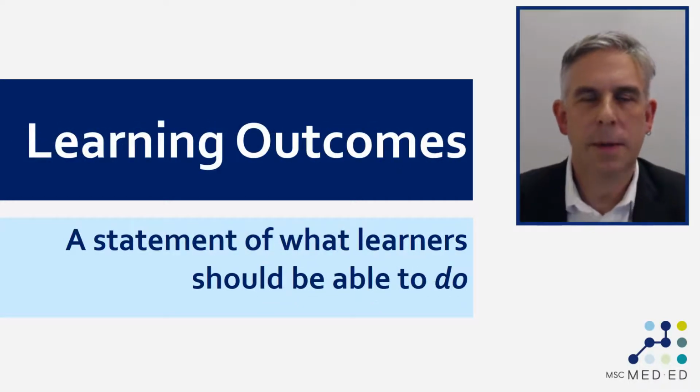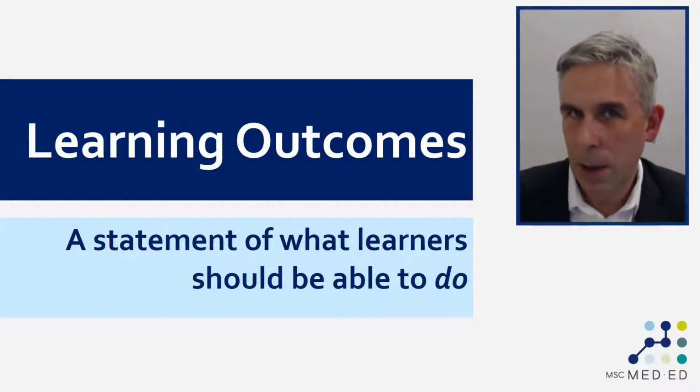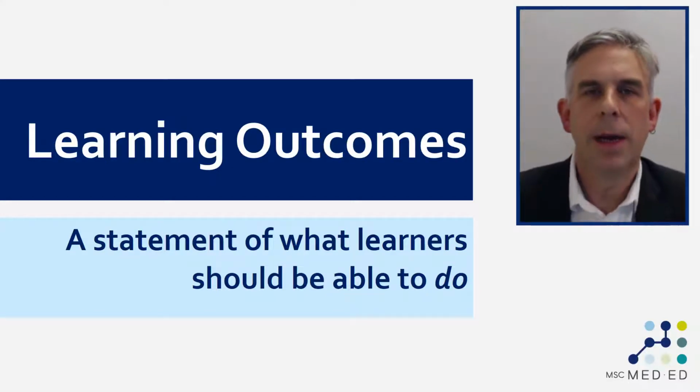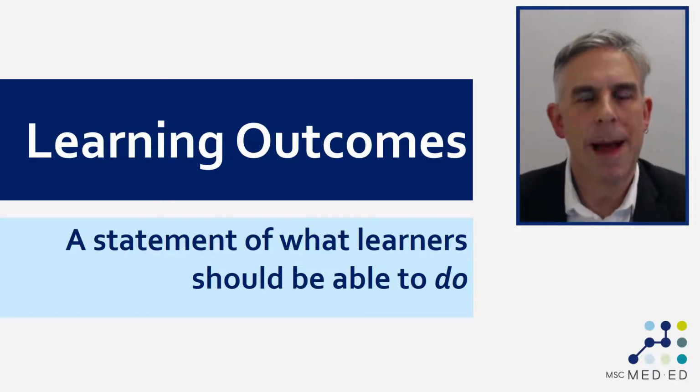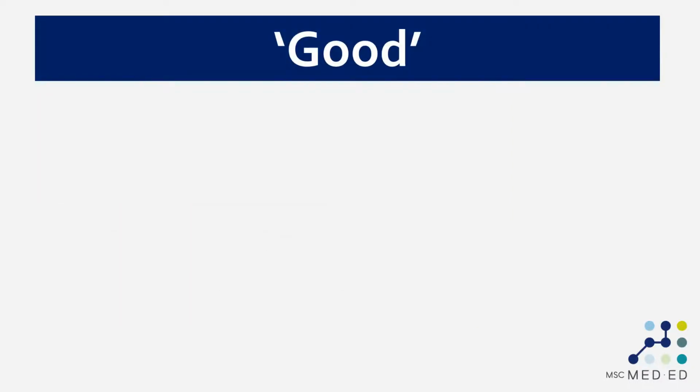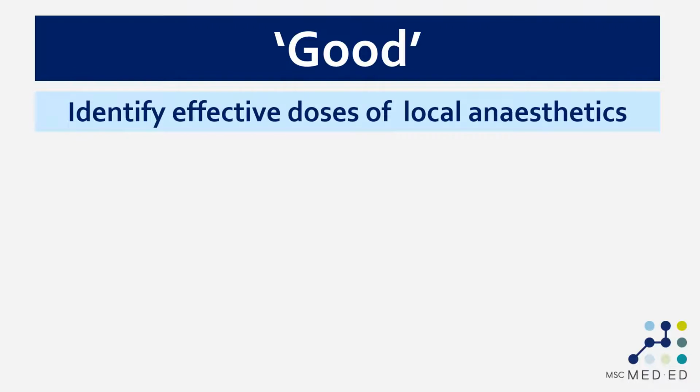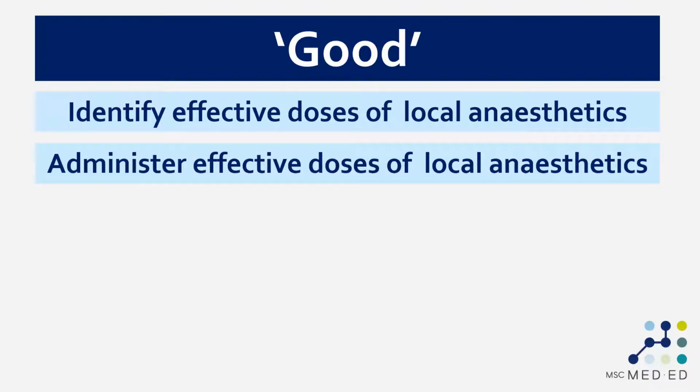You might remember learning outcomes from a previous video. A learning outcome is a statement of what learners should be able to do. And the key word in that statement is do. I gave you some examples of good and bad learning outcomes to do with learning about local anaesthetics. For example, a good learning outcome, which might be applied to a student early on in a health professions education course, is for them to be able to identify effective doses of local anaesthetics. Later on, we might want them to be able to administer effective doses of local anaesthetics. These are both good learning outcomes because the key verbs in there, to identify and to administer, are things that we can observe and measure.